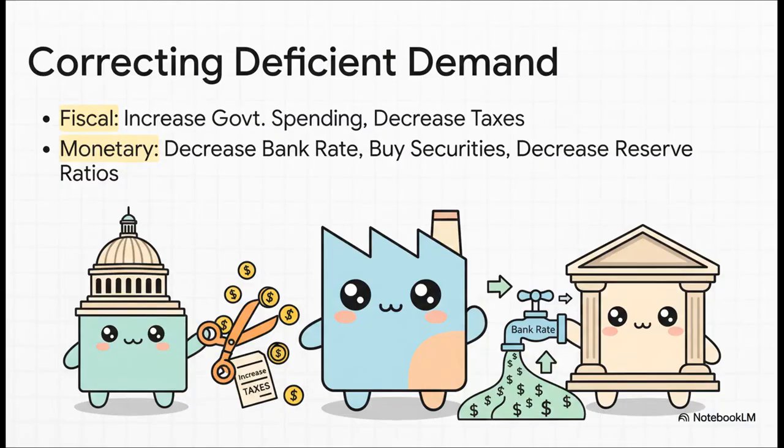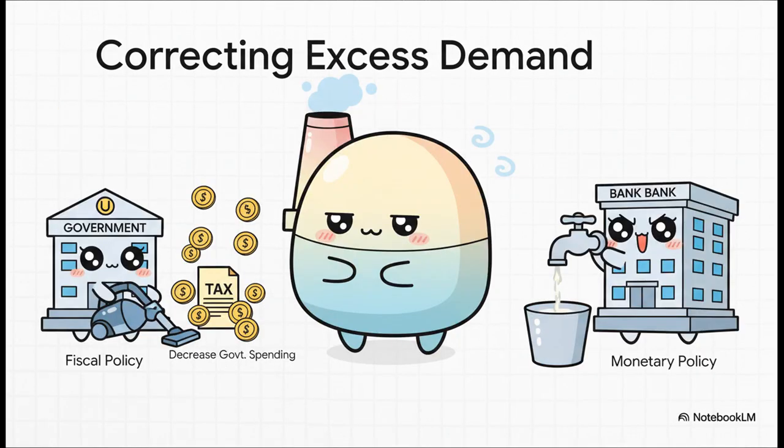So to fix a sluggish economy, the goal is simple. Get more money flowing and get people spending. The government can do this with fiscal policy, spending more itself or cutting our taxes. At the same time, the central bank can use monetary policy, like lowering interest rates to make it cheaper for everyone to borrow money. And to cool down an overheating economy, well, you just pull all the opposite levers.